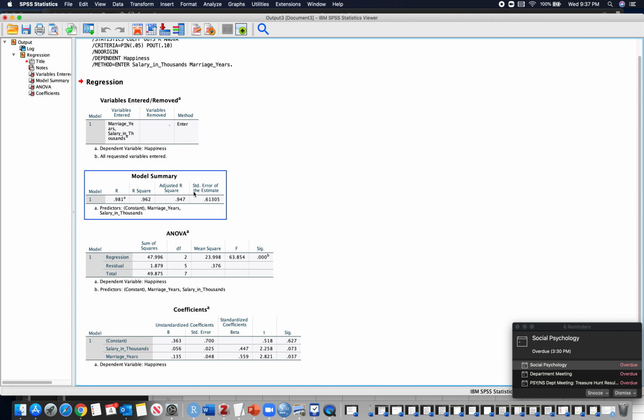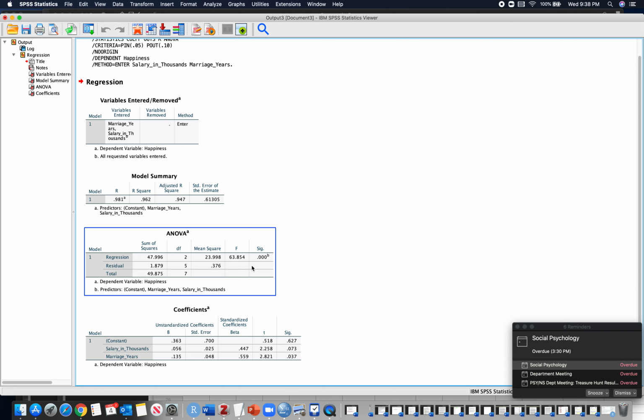We get a lot of output. You get your model summary. That doesn't matter. We didn't talk about that, right? But essentially, that tells you the percentage of happiness that you've predicted. So the R squared, the adjusted R squared, is saying we've accounted for about 95% of happiness. Adjusted R squared is better. So about 95% of happiness is understood by understanding marriage and salary. But that's not the result we're going to report.